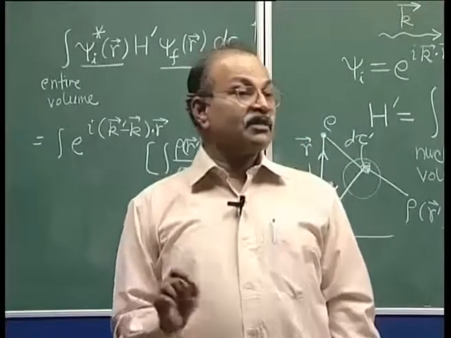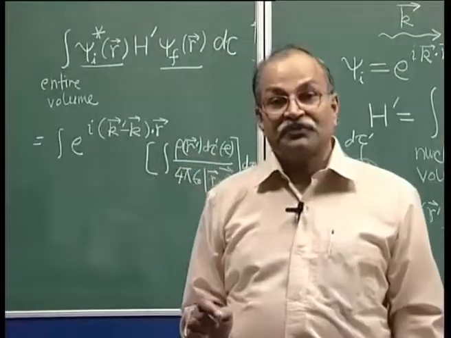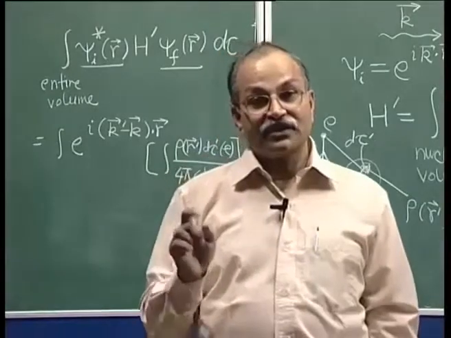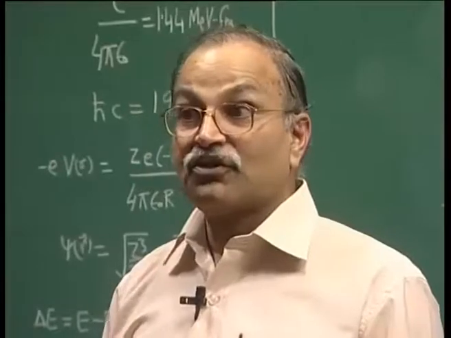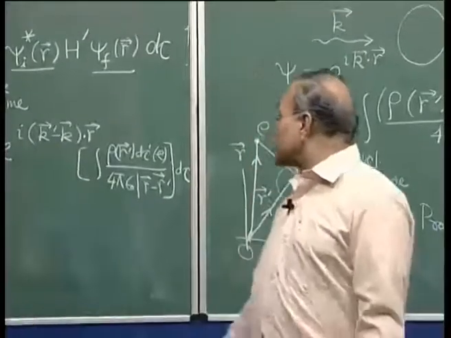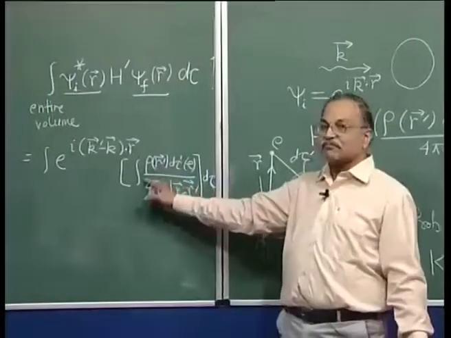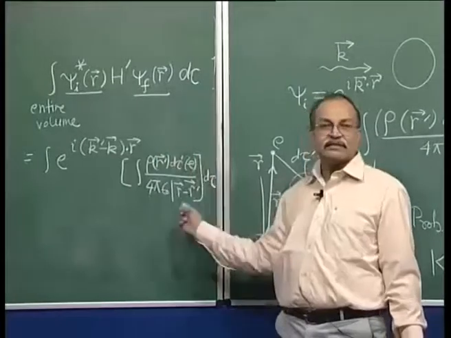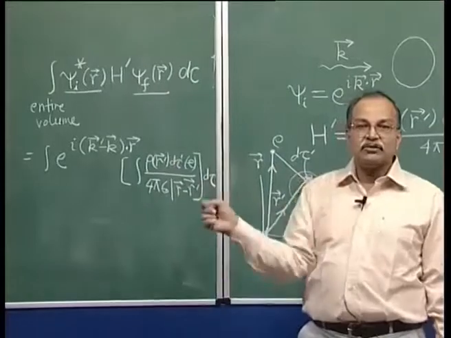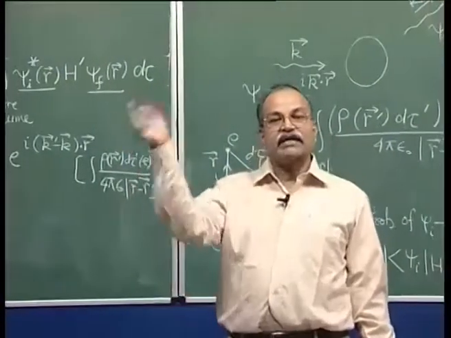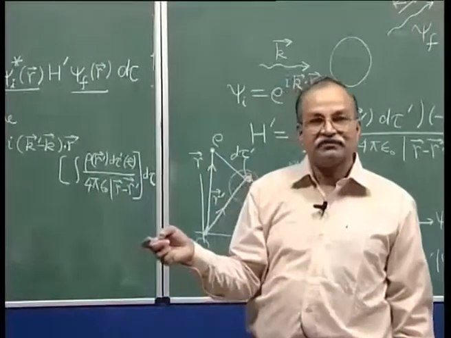The total charge of the nucleus is Z into E, but how that total charge is distributed over this nuclear volume, that distribution we do not know. If we know that, we will just put it here, rho r prime, and then we can make all these integrations and get the probability, and from that probability we will know at what angle what do I expect.